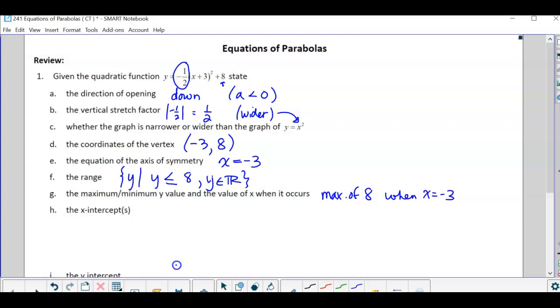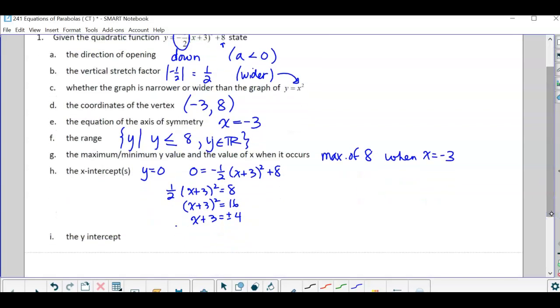And then the x-intercepts, this one, let's try to do it algebraically. So x-intercepts are when y is 0. So 0 equals negative 1/2 (x plus 3) squared plus 8. So bring that over to be positive. Multiply both sides by 2. And square root. 16 is 4, positive or negative. And then x will equal negative 3 plus or minus 4.